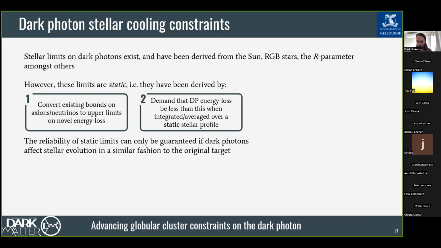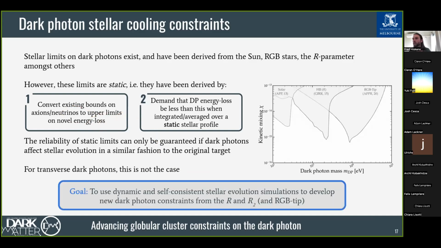The claim I'll make here is that the reliability of static limits can only be guaranteed if dark photons affect stellar structure in a similar fashion to that of the original target of the constraint, the one that set this numerical upper limit. And we're going to see in particular that for transverse dark photons, which again are produced in a resonant production region that moves, this is certainly not the case.